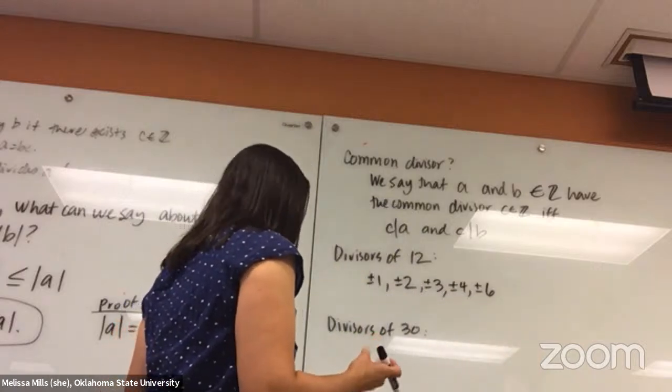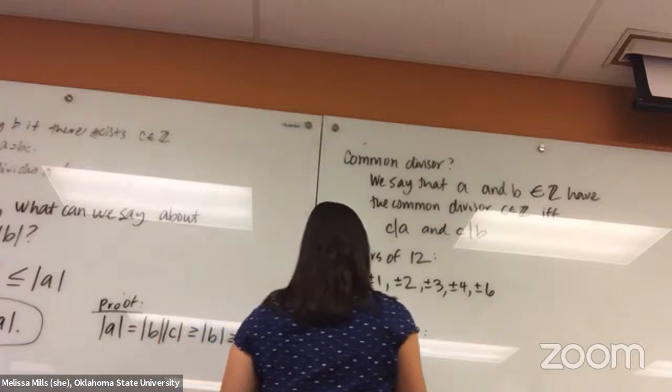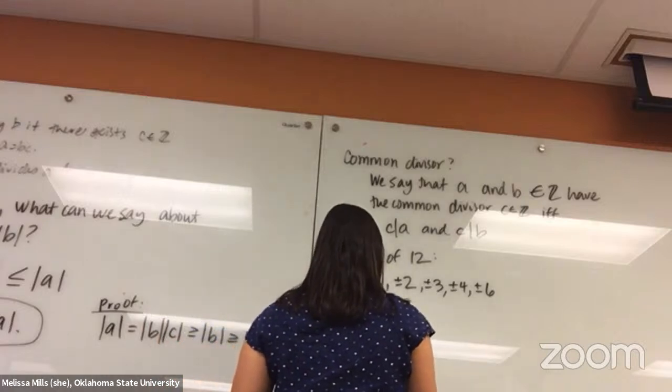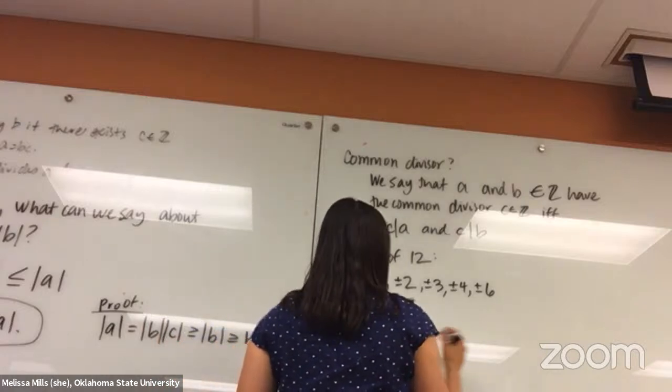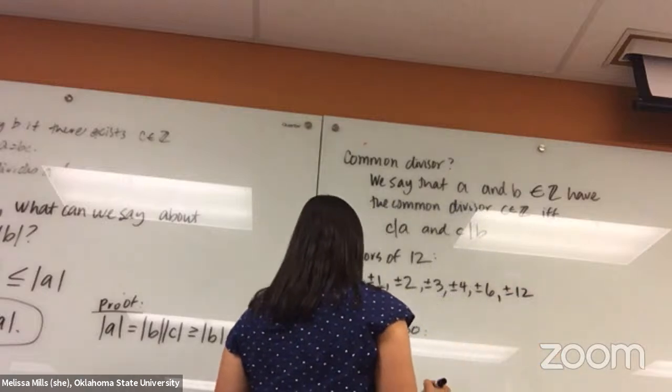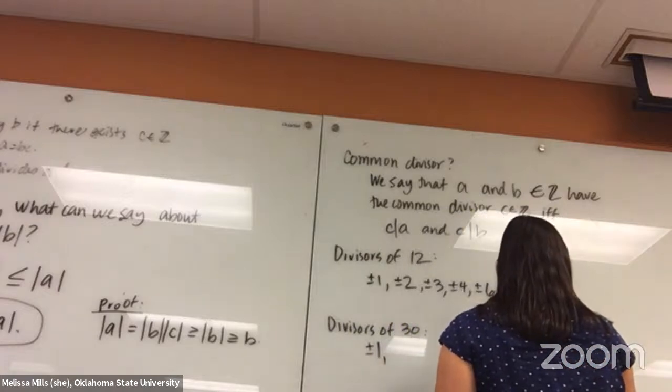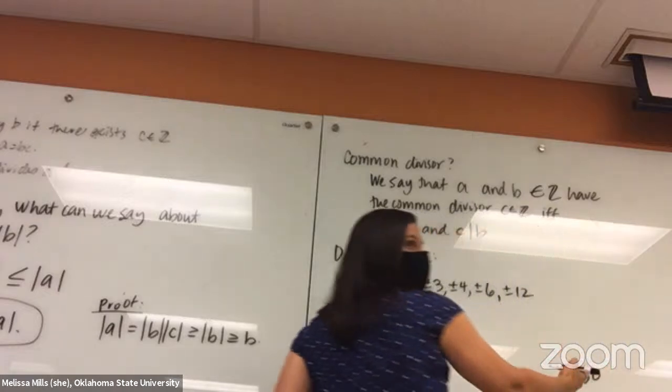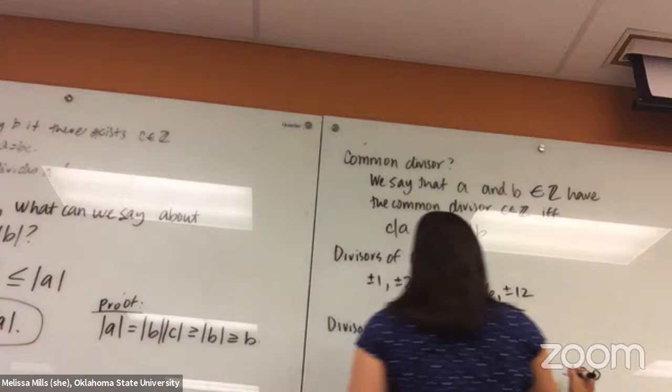Okay, and divisors of 30. Actually 12 will be in there. Yeah, so I guess when we were kids, we used to write them like that. We'd start on the outside and then go in, right? Remember doing that way?